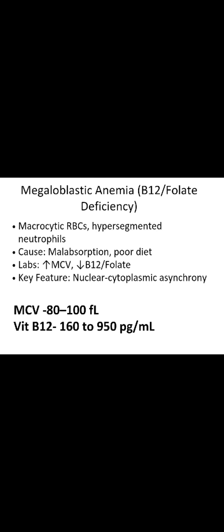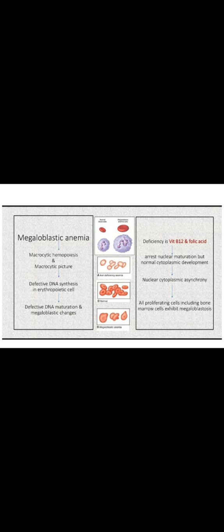nucleocytoplasmic asynchrony. So what is the nucleocytoplasmic asynchrony? Due to deficiency of vitamin B12 and folic acid, there will be defective DNA maturation. So it will arrest the nuclear maturation, but there will be normal RNA maturation and it will lead to the normal cytoplasmic maturation. So due to the defective nuclear maturation and normal cytoplasmic maturation, there will be nucleocytoplasmic asynchrony. So all proliferating cells, including bone marrow cells, will exhibit megaloblasts. So megaloblasts have sheaf-like chromatin in nucleus while increased amount of the cytoplasm. We will see image of megaloblast in further slide.